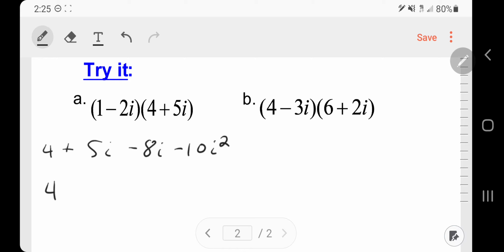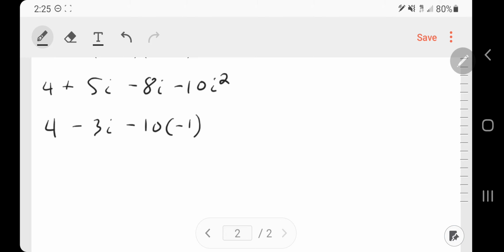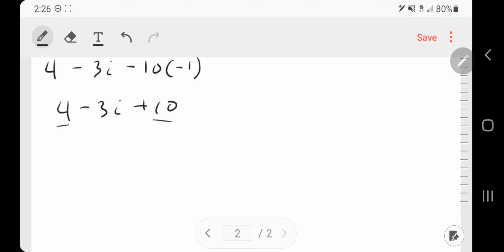Again, simplify what we can. The 4 gets brought down. 5i minus 8i is a negative 3i. And then we have our i squared, which is going to become a negative 1. So we have negative 10 times negative 1. 4 minus 3i plus 10. And then we combine our like terms, and we get 14 minus 3i.